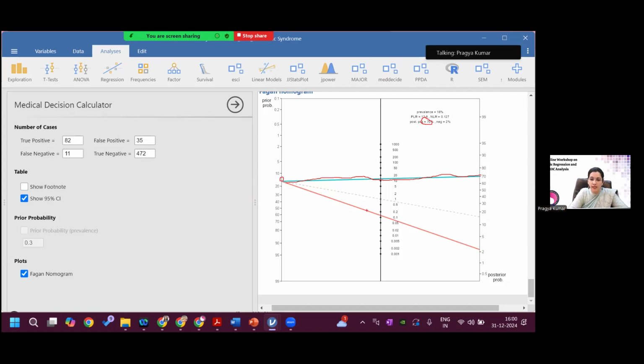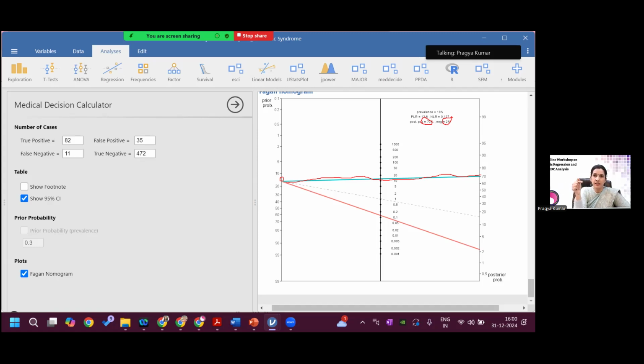Similarly, for the negative test, if the test is coming negative, again we start from 16 and the negative likelihood ratio is this, so it has gone up till this. So it is 2%, chance of disease 2%. Okay, so this means if the test is coming negative, the post-test probability of the person having disease is only 2%.